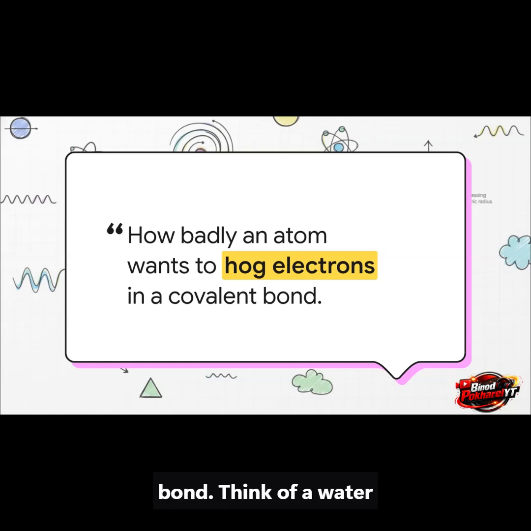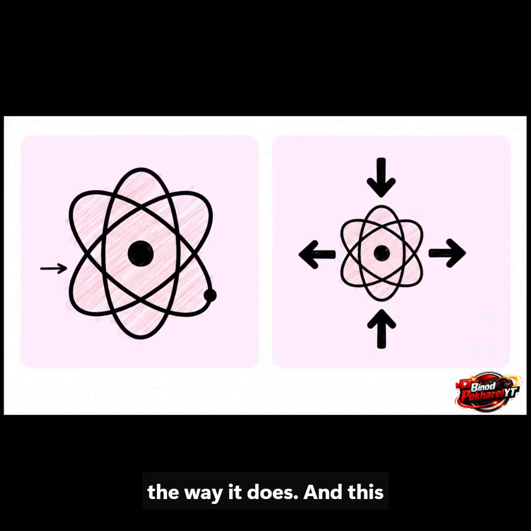Think of a water molecule, H2O. Oxygen and hydrogen are sharing electrons, but oxygen has a much stronger effective nuclear charge, so it acts like a massive electron hog, pulling those shared electrons closer to itself. This gives oxygen a slight negative charge and hydrogen a slight positive charge, which, by the way, is the exact reason water behaves the way it does.